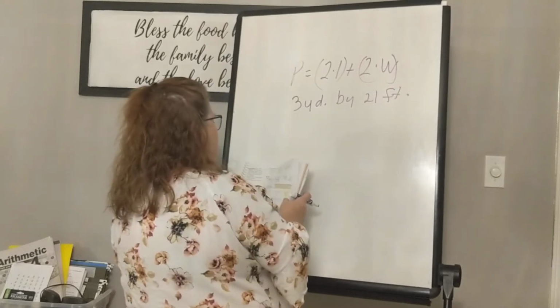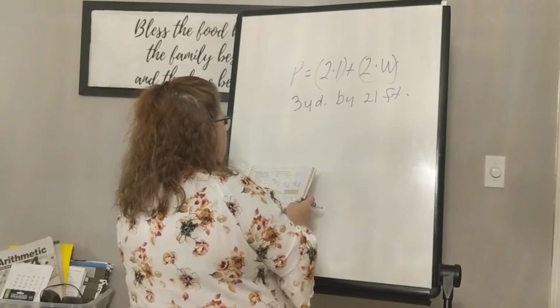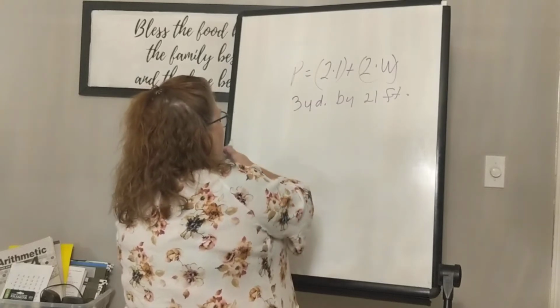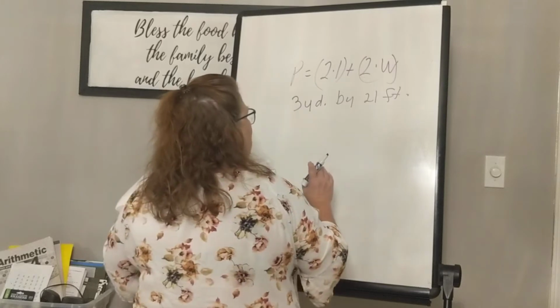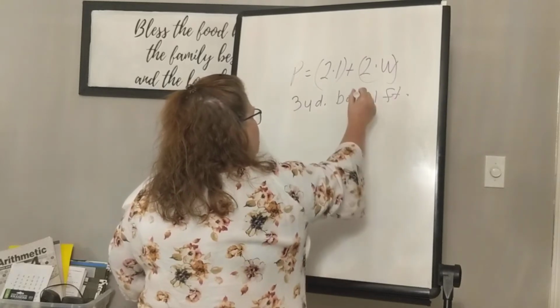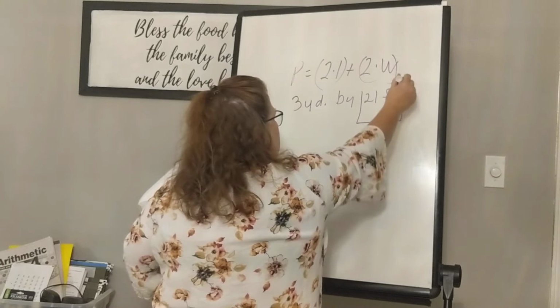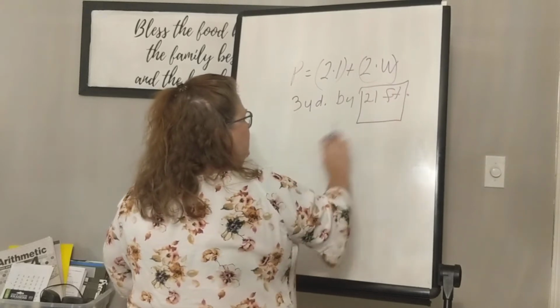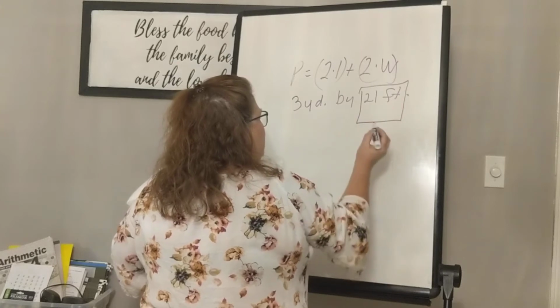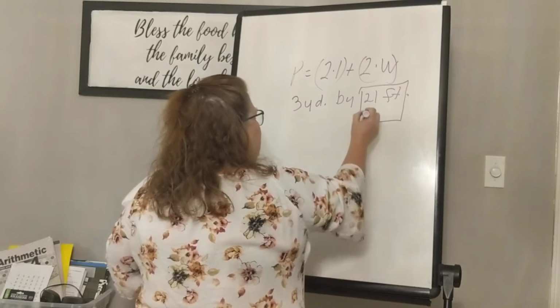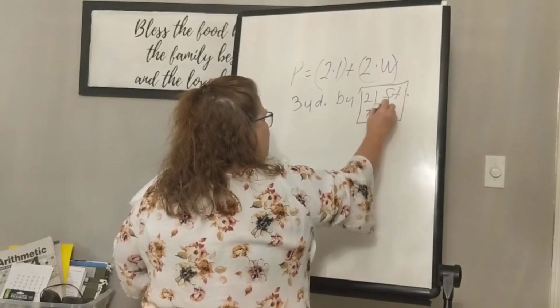We can do it either way. I say we turn our feet into yards, because we have to have the same measurement. So 21 feet to yards, we're going smaller to larger, so we're going to divide. There's 3 feet in a yard, so that is 7 yards.